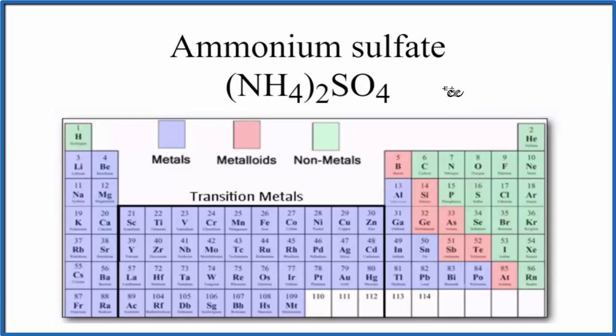If we look at all of the elements we have here, we have nitrogen, hydrogen, sulfur, and oxygen. All of those are nonmetals. Because of that, you would expect that this would be a molecular or covalent bond. But we need to take into account how these two polyatomic ions interact.